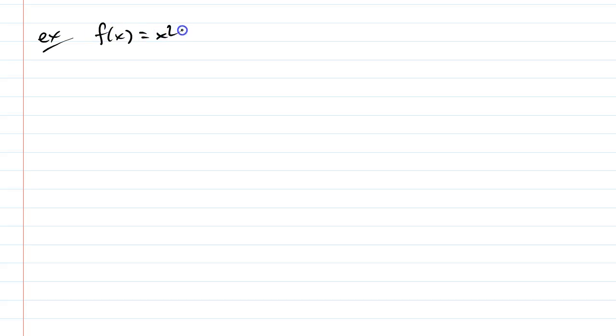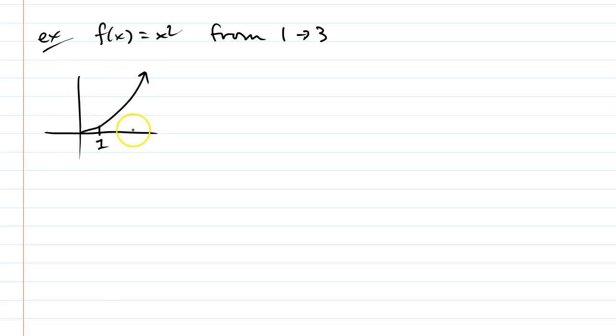Like if f of x is x squared, and we're going from 1 to 3. Alright, so we have a picture of x squared like this, and we're going from 1 to 3. Now if you were to guess, I'm guessing the average value would be somewhere like right there, and it's hard to tell exactly what that would be. So what we'll do here is figure out the area under this curve and divide by the width being 2. Alright, so we integrate from 1 to 3 of x squared dx.